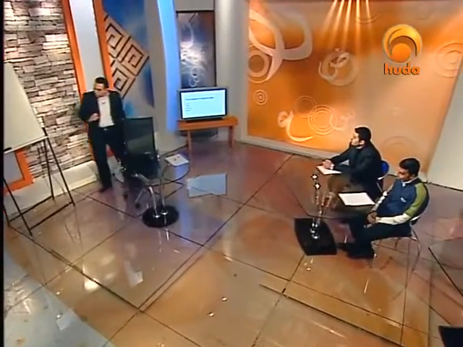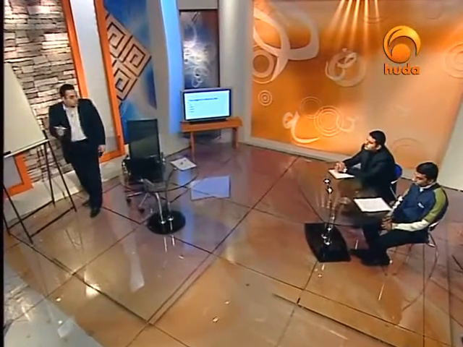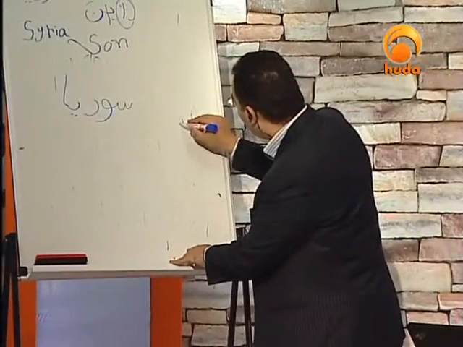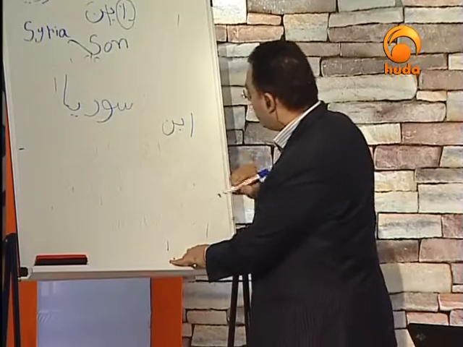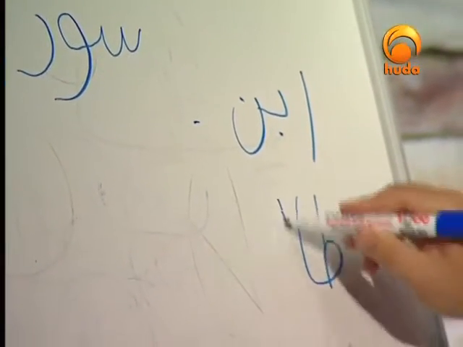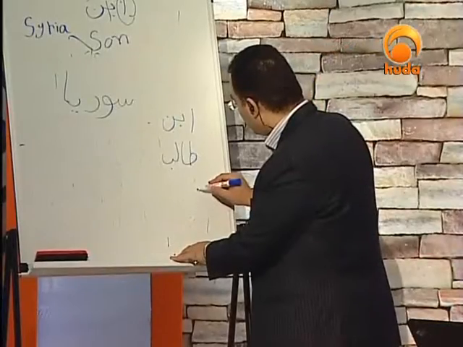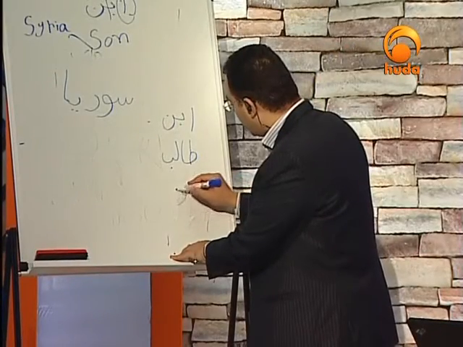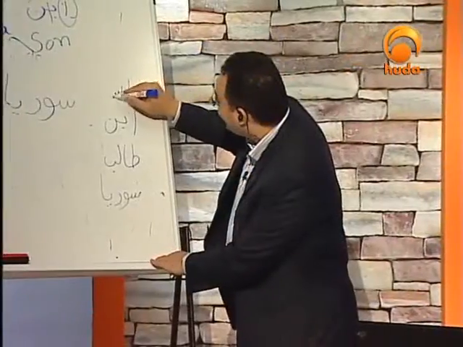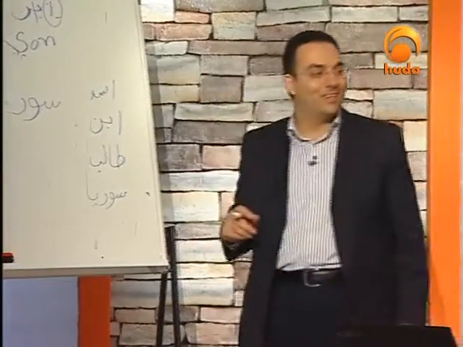Let me just repeat all the words that we discussed now. Ibn, Talib, Suriya. Ibn, here it is. Talib, Suriya. We have also Asad. And we have also Asad. Well, this is my name, yes. I know that. Which means in Arabic.